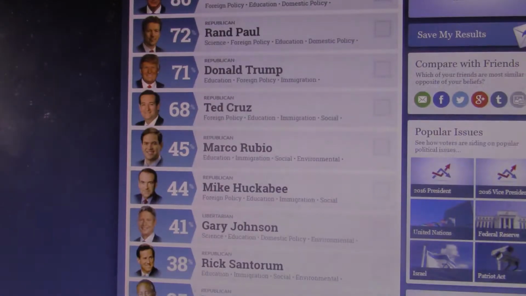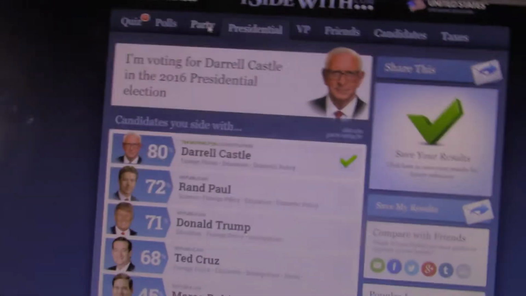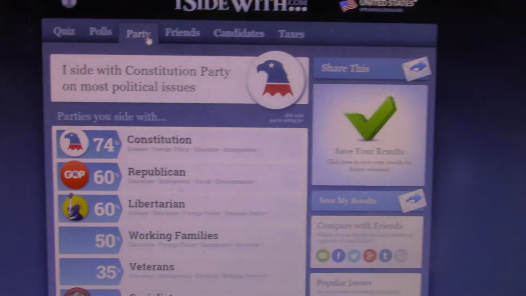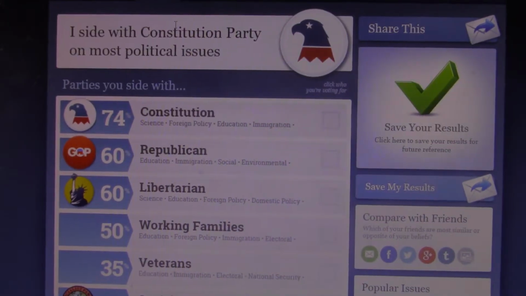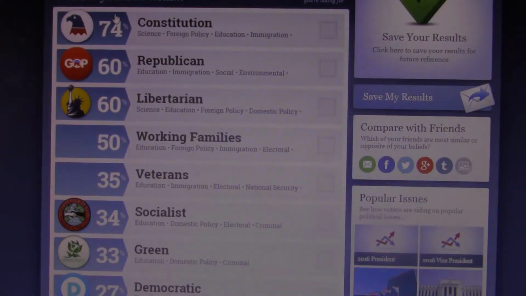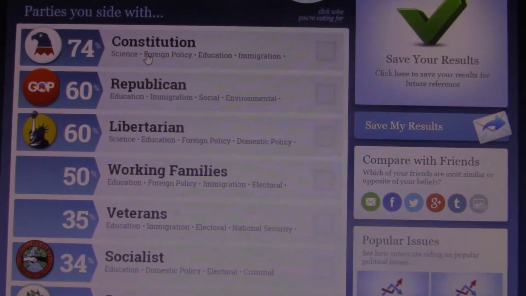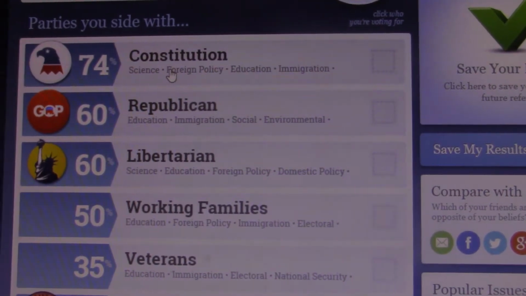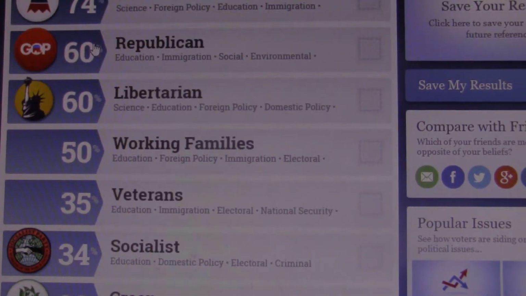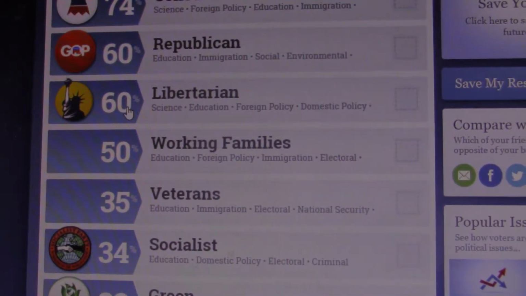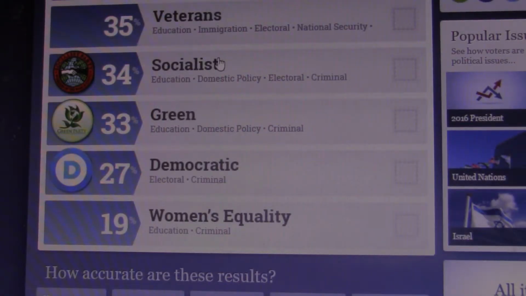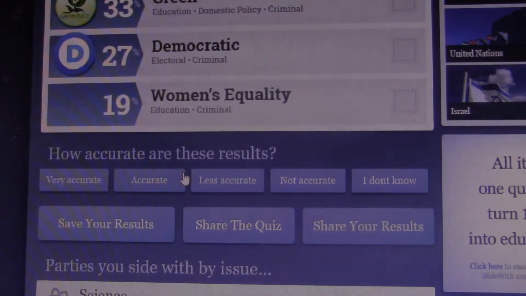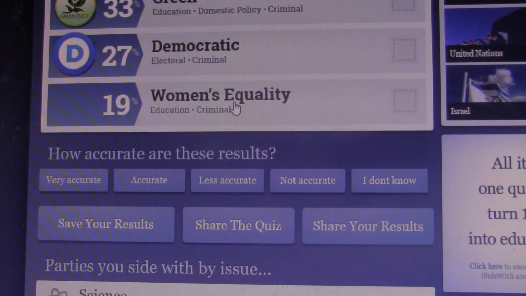Anyway, so I guess I have party. The party I agree with the most on, the most issues I agree with on, is the Constitution Party, 74%. Mostly on science, foreign policy, education, and immigration issues. Then the second is the Republican Party, 60%, and that's a tie with the Libertarian Party, working families, veterans. Apparently, I'm more of a socialist than a Democrat. And then women's equality is at the bottom.